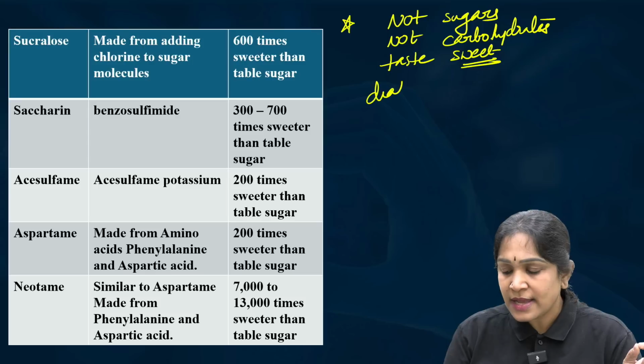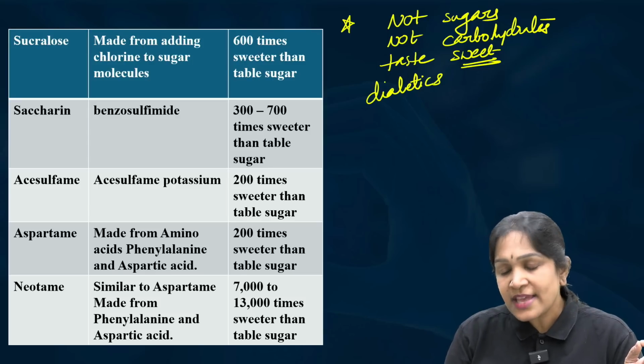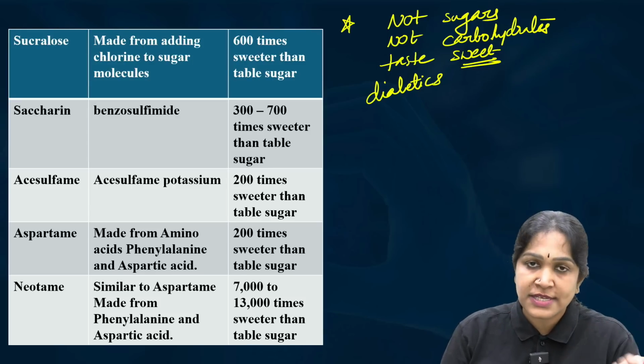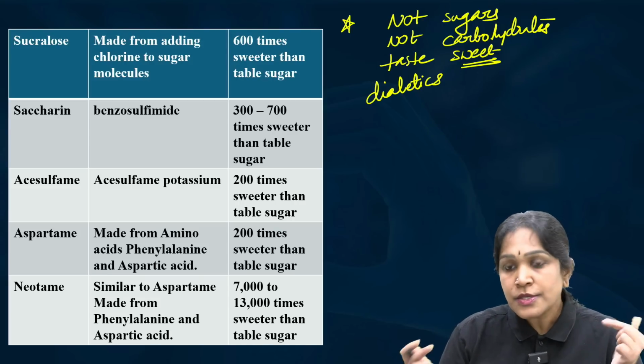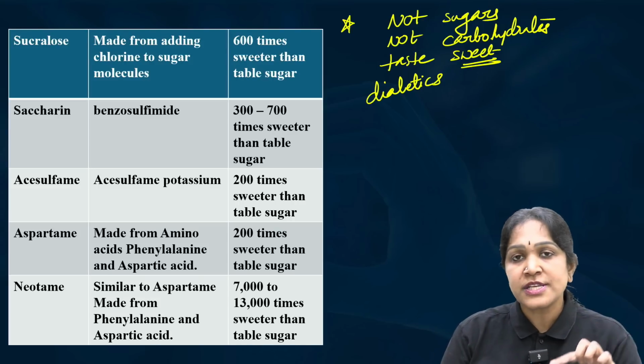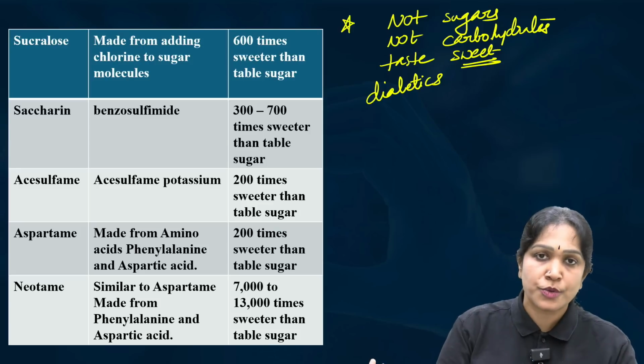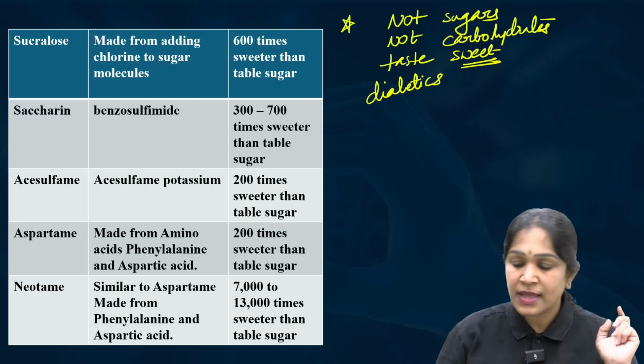One is diabetics. Because diabetics already have more glucose in the blood, they should not consume more glucose. So, therefore, artificial sweeteners are good for them because they are not sugars but they taste sweet.